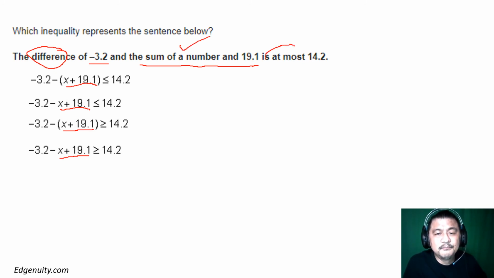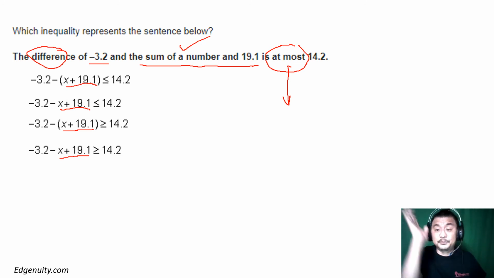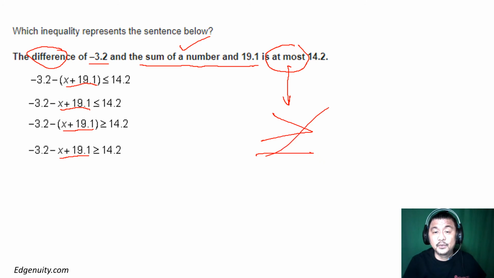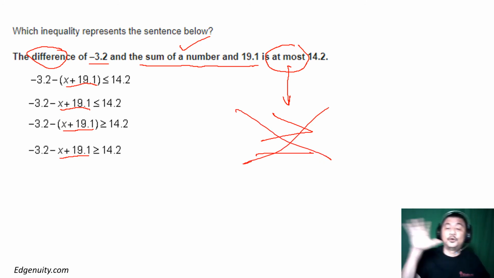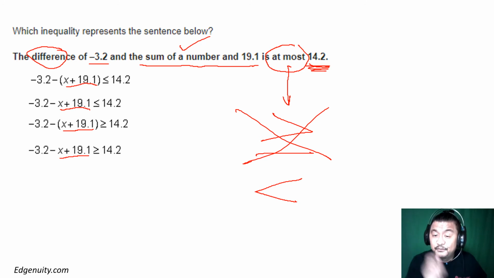Is at most. Ooh, think of your vocabulary again. You can go back. What is at most? Oh, most like means big. Maybe it's greater than or equal. No, it's the opposite. At most is the highest is this. So what can you do? It cannot be higher than that. It should be less than, but can it be 14.2? Yes, less than or equal. So less than or equal, not greater. So it's either this or that. Let's see.